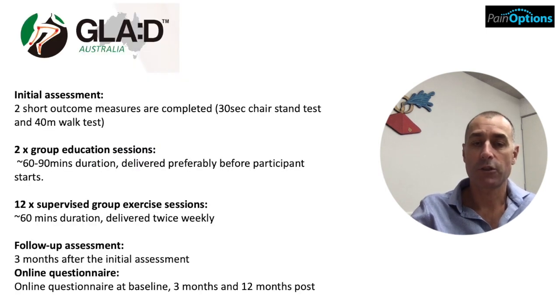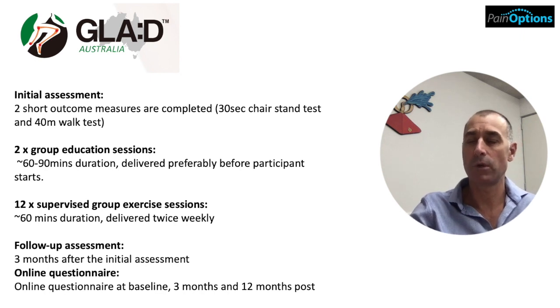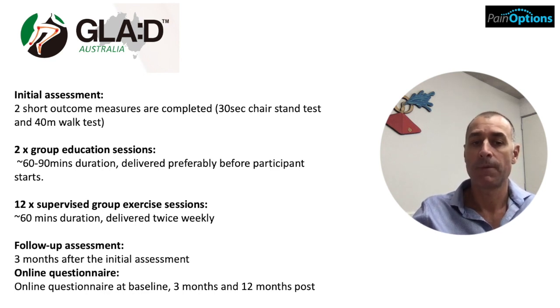So we have the GLAD Australia program that you may have heard of. That's been rolled out in more recent years, with a number of physios around the country being trained. The process of that is an initial assessment with outcome measures being recorded, and note their functional outcome measures, so sit to stand and a walk test. Then there's group education of 60 to 90 minutes. And then they'll have 12 supervised group exercise classes, usually twice weekly. Then they get followed up.